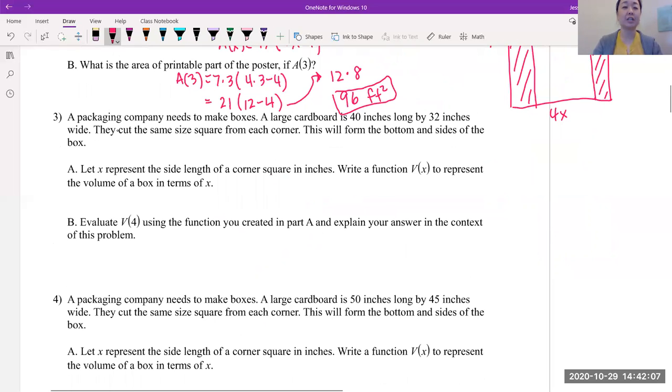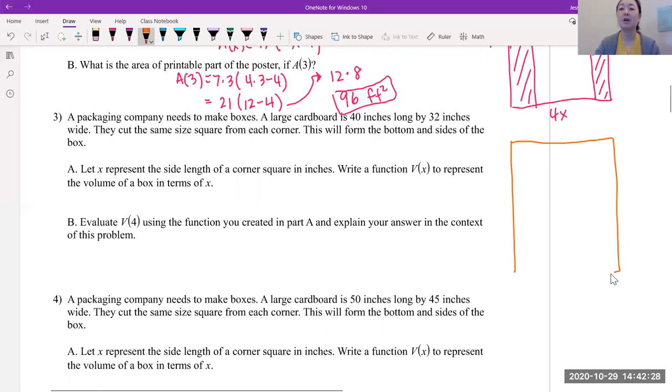All right, so a packaging company, so we did this in some of the classes, needs to make boxes. That's what packaging companies do. They make boxes. A large cardboard is 40 inches long by 32 inches wide. Okay, so let's do this in a different color. So we'll do orange. So we have cardboard right here.